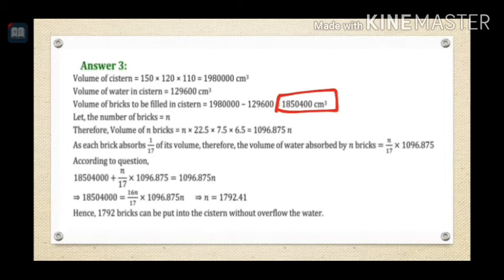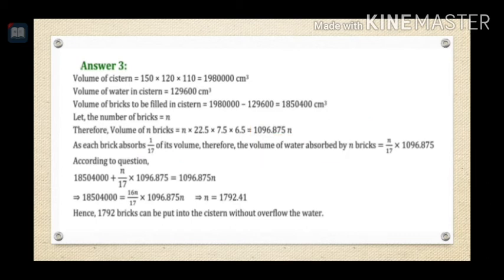Now how many bricks do you need? I am considering I need n bricks. Therefore, the volume of each brick is this one, right? From here to here, this is the volume of each brick from the dimensions. Therefore, the volume of n bricks will be this into n. Now, as each brick absorbs 1/17 of its volume, it is not 1/7, it is 1/17 of its volume. Therefore, the volume of water absorbed by n bricks will be this into 1/17.